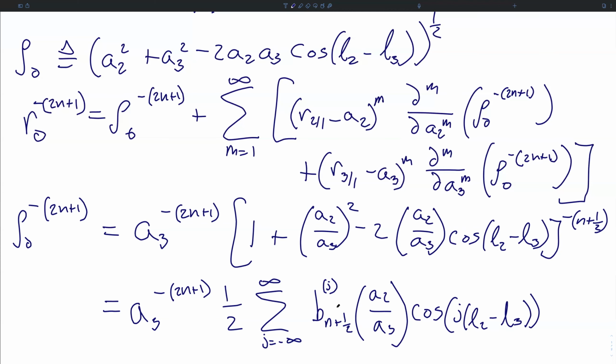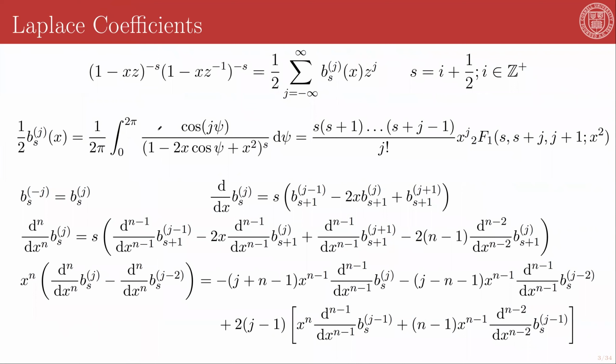So what are these Laplace coefficients, which are not to be confused with Laplace's coefficients, which are an entirely different thing altogether? Laplace coefficients come from Laplace's 1798 work, which tells us that if we have an expression of the form 1 minus xz to the negative s times 1 minus x over z to the negative s, we can express this as 1/2 of the infinite sum of the b sub s Laplace coefficients with argument x times z to the j. S must be of the form I plus 1/2, where I is a positive integer.